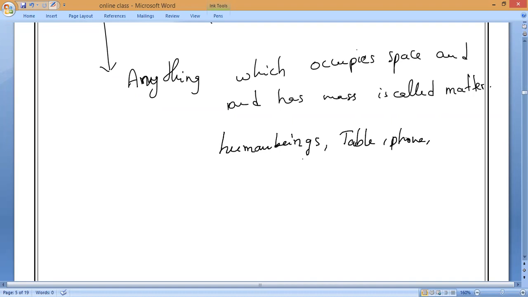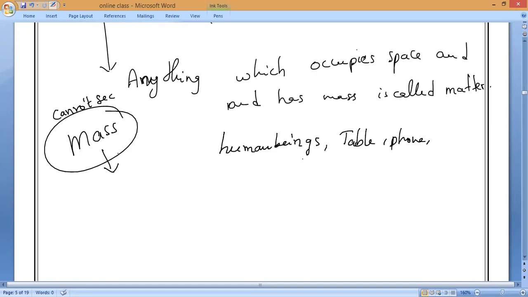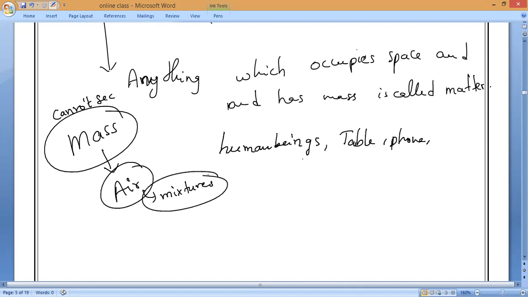Something is invisible in our surroundings, but it has mass. Is it right or wrong? What is that? Gas. We cannot see it, but still it is occupying space. Air. So is air matter or not? Everybody, because air is a mixture of gases, but we cannot see the air, still it is occupying space and having mass. Are you clear, everybody?